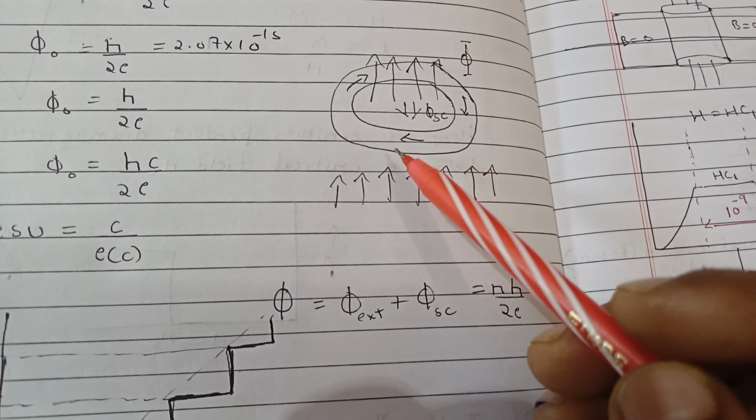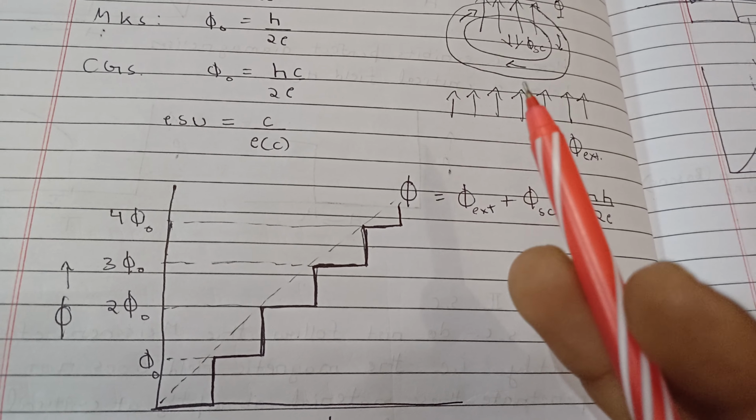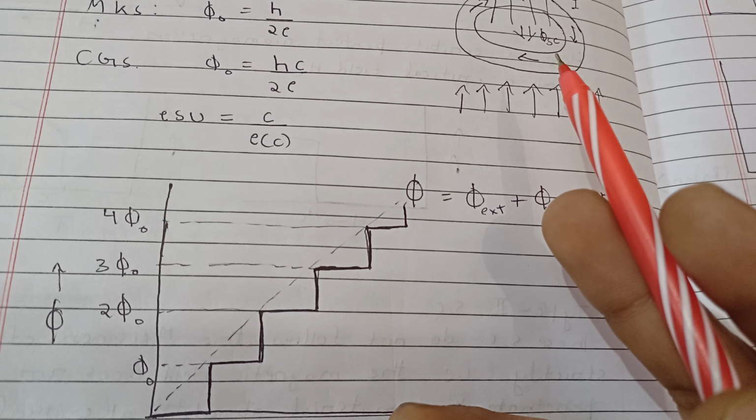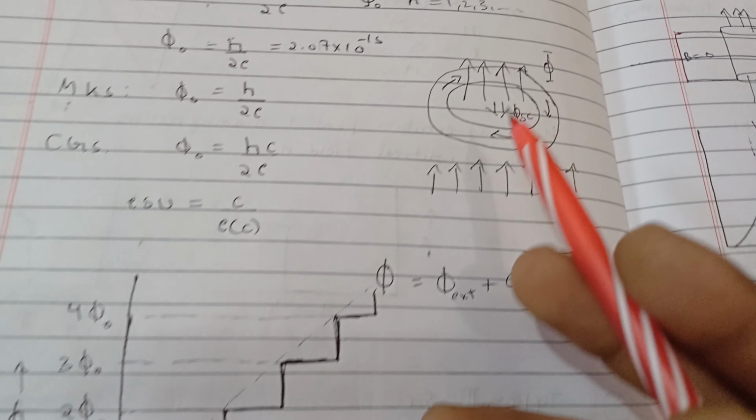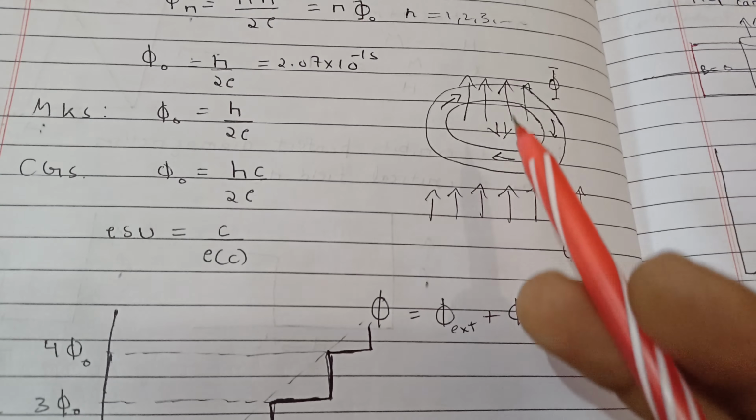So that's why it is opposing when the current reaches the limit of IC, and after that it drops to zero, and we see that our net flux will be passed from here. When you are increasing phi external, then up to a limit it is opposing. Then when it reaches IC, the current drops to zero and phi sc drops to zero, and there will be a net magnetic flux in this direction, which will be phi naught first.